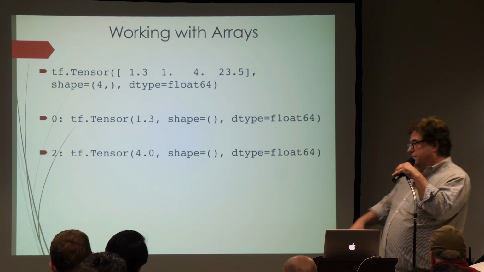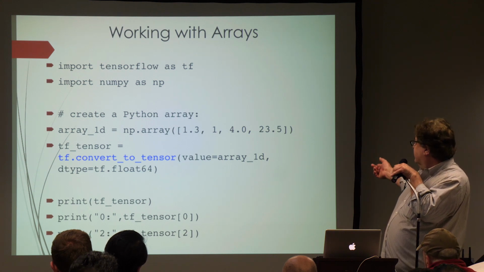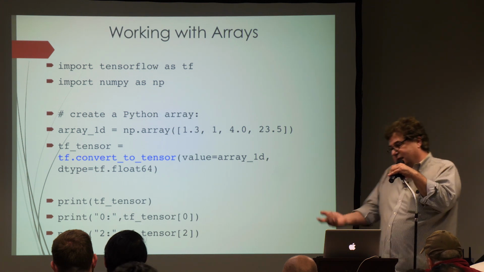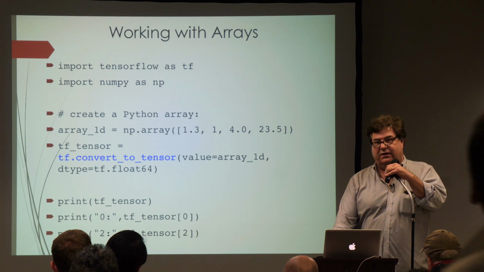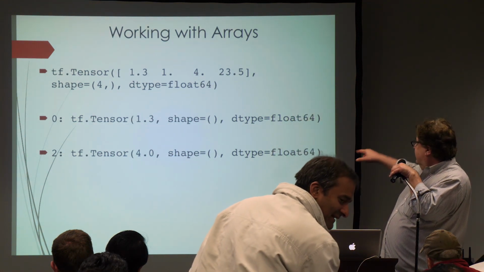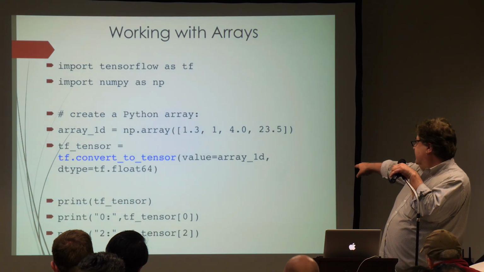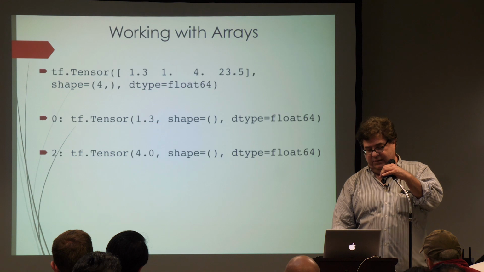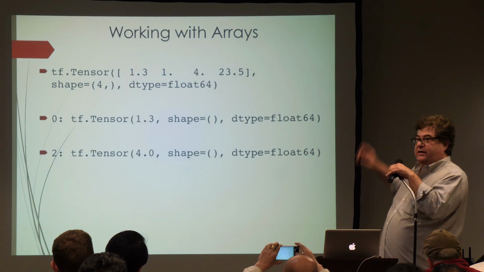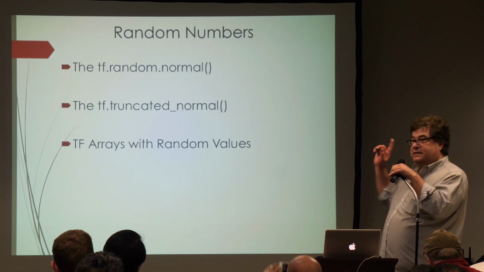Anyway, here's an example where we're converting a NumPy array to a tensor. Again, sometimes you need it, not that often. And so the index values, I skipped over that. Here we have at the bottom tf tensor 0 and 2, so that would be index 0 is the value 1.3, and then index at 2 is value 4. Pretty straightforward, simple stuff.